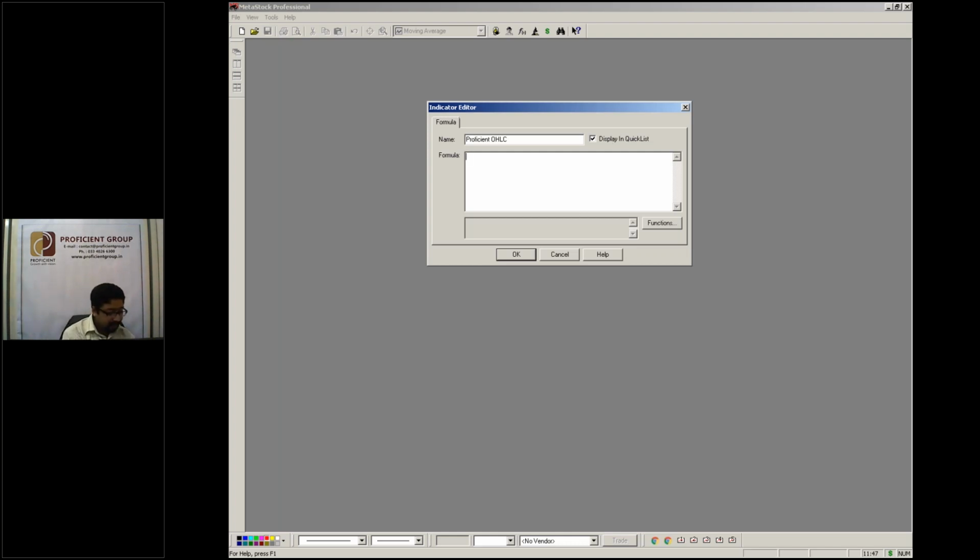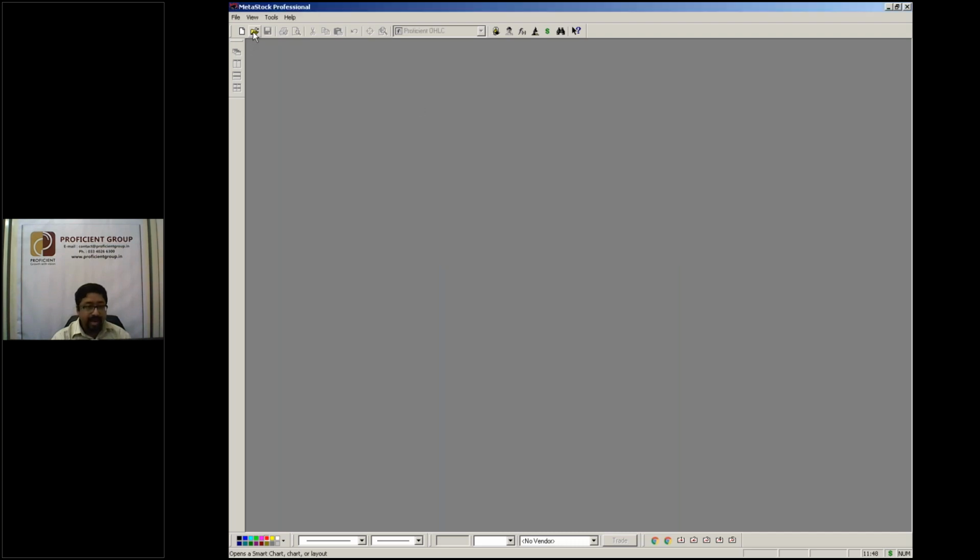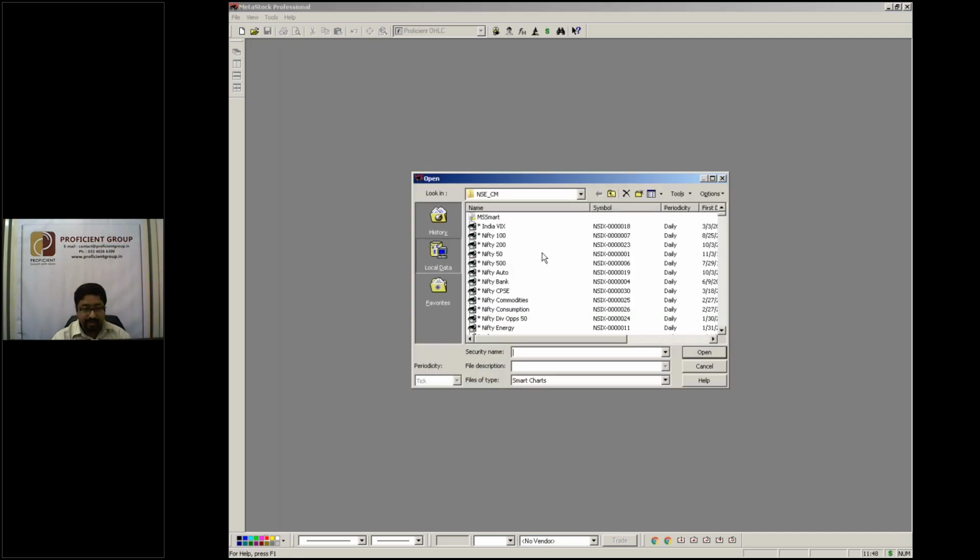Suppose I want to plot only the closing price of a chart. So closing price is denoted by C. C stands for closing price. That's all. If I write C, METASTOCK will understand I am talking about the closing price of any particular day. So I am opening it here. A new indicator has been created. I am closing it and I am checking how it has been done.